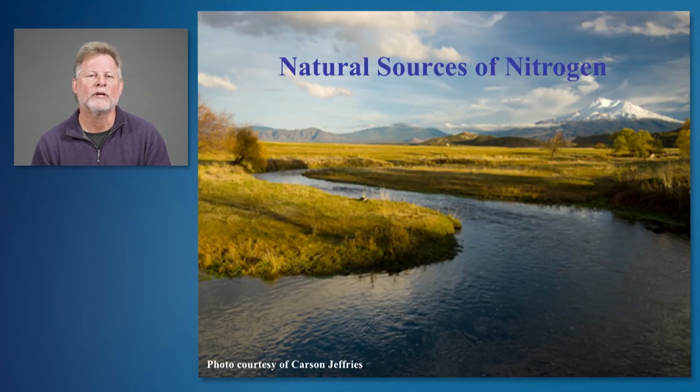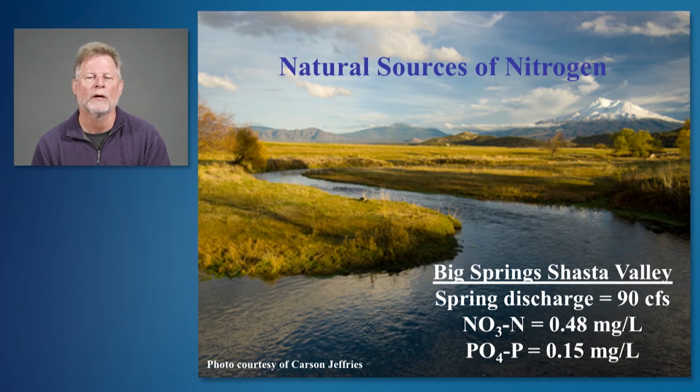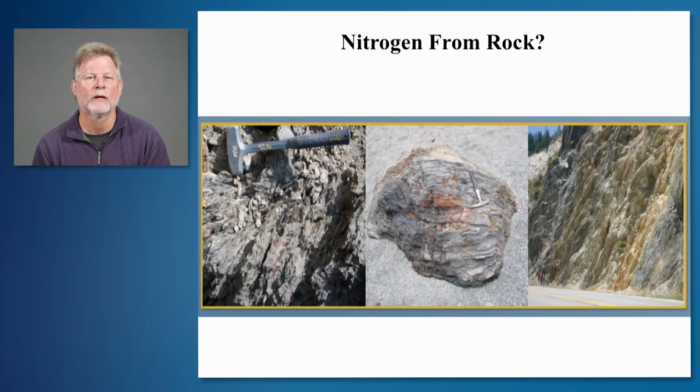There are also several natural sources of nutrients that have been identified here in California, and one is in the Cascade Range associated with volcanic springs. The Big Springs on the Shasta River of Northern California has nitrate concentrations of nearly 0.5 parts per million and phosphate concentrations on the order of 0.1 milligrams per liter, all coming from natural sources.